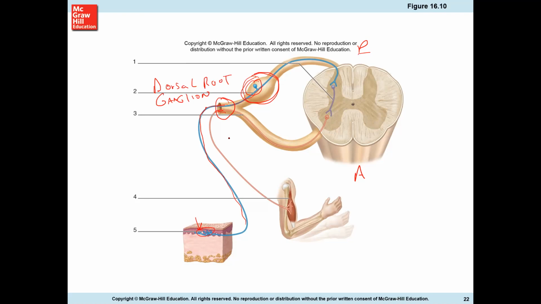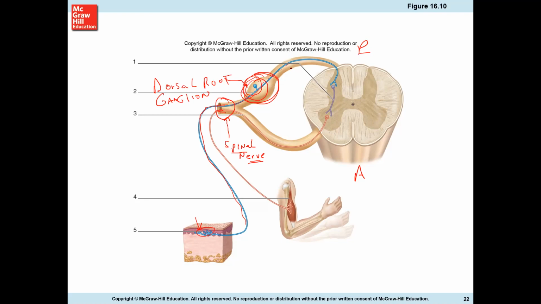Okay, this is the spinal nerve. It could be any level. It's in the arm, so it's up in the brachial plexus. So the spinal nerve, a nerve is a bundle of neurons that can be motor and sensory. This is the dorsal root ganglion, which is a group of cell bodies, and it's only sensory cell bodies because sensory comes in the dorsal root.